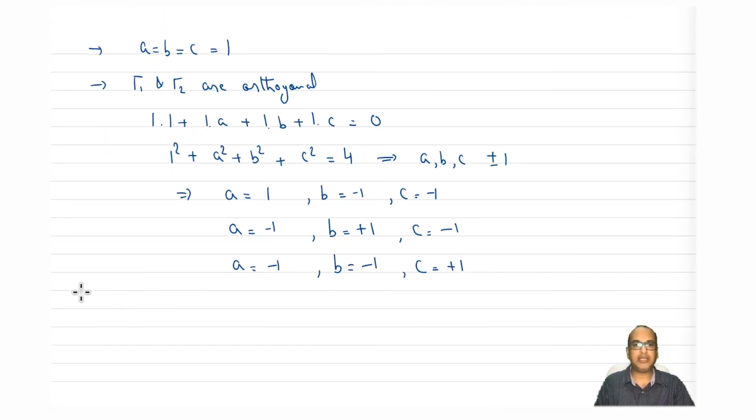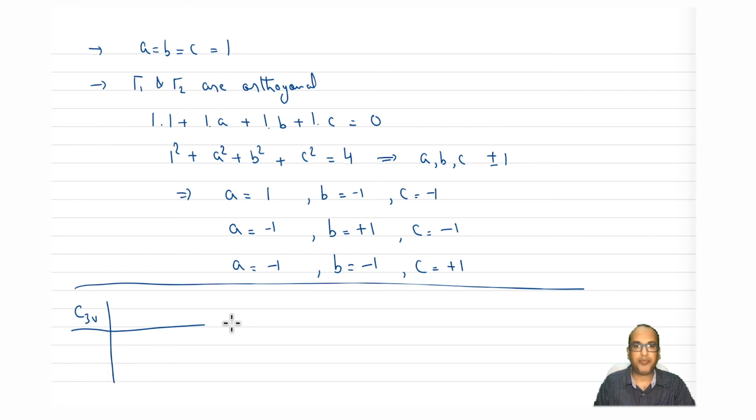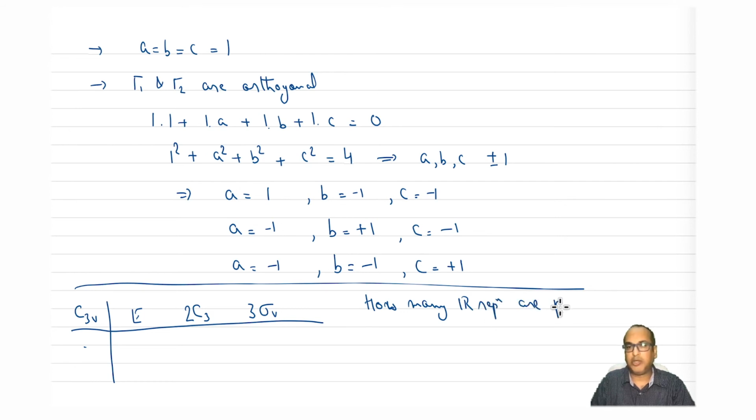So now let's take another example so that it goes into heads nicely. Consider C3V. We have seen this example also. C3V has E, C3 and sigma V. Now that we are dealing with traces, we will only use one of the class elements and not bother about the rest of the class elements because the traces are the same. Okay, so first of all, how many irreducible representations are possible here?